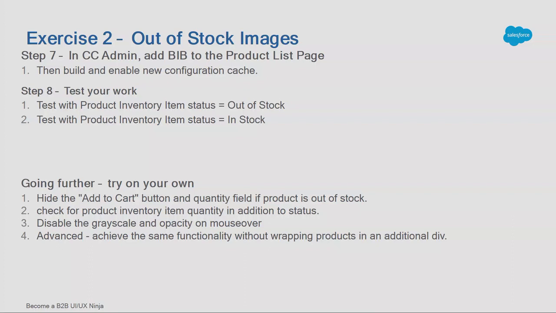So number three, disable the grayscale and opacity on mouse over. So if a user is browsing through and they see an out-of-stock image and it's grayscale and they want to see the full color image, let them mouse over that image and have it appear full color. And you can achieve that purely with CSS.